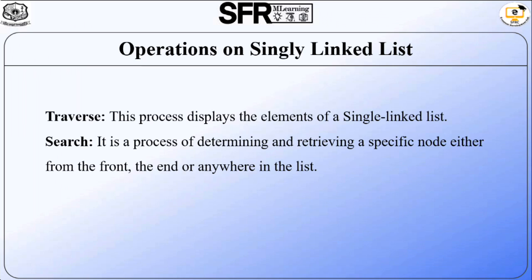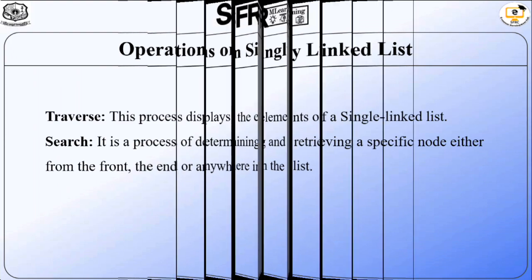The other 2 operations are traverse and search. Traverse is nothing but displaying the elements in the singly linked list. As already said, it moves in the forward direction one by one, from the first node to the last node. Search is the process of determining and retrieving a specific node from the front, the end, or anywhere in the list. Searching operations can be done. So this way, I hope the singly linked list is done. Thank you for watching.